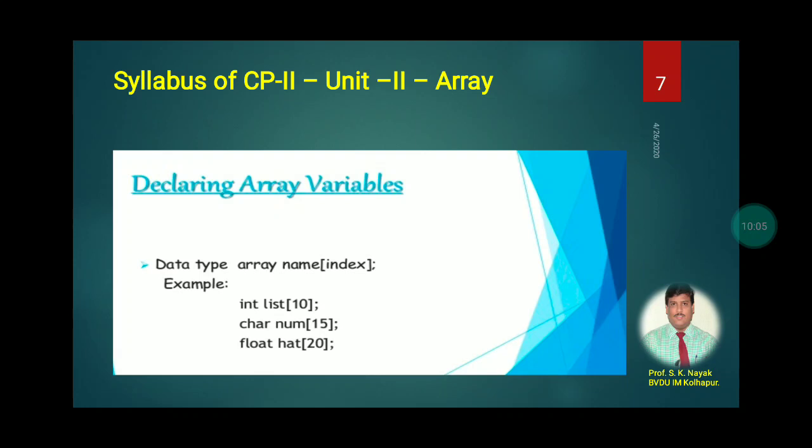The second array declaration is char num[15]. Here char is the data type, the variable name is num, and a maximum of 15 characters we can store in that particular array. Now float is another data type, and hat is the variable, and 20 is the size of this array variable. This way we can declare array variables or array names.